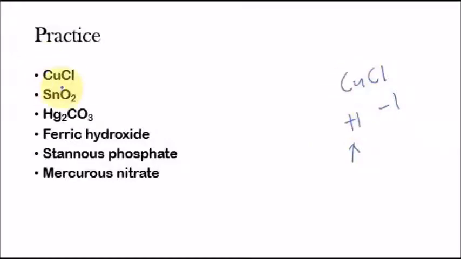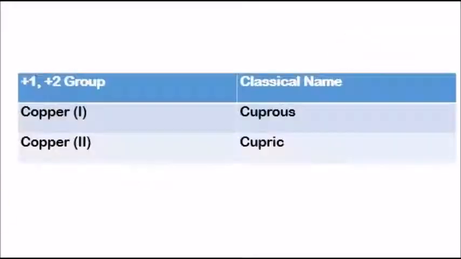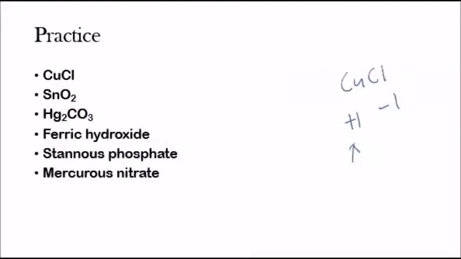Now, if you wanted to name this compound using our regular ways of naming them, we'd just say copper(I) chloride. But instead of saying that, we can instead name it as cuprous chloride. So let me write that down for you. Cuprous chloride. Okay, pretty simple. Let's look at the next example here.